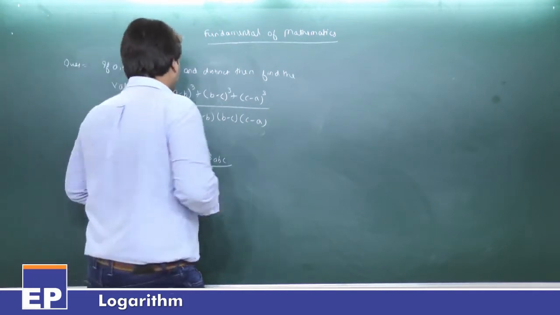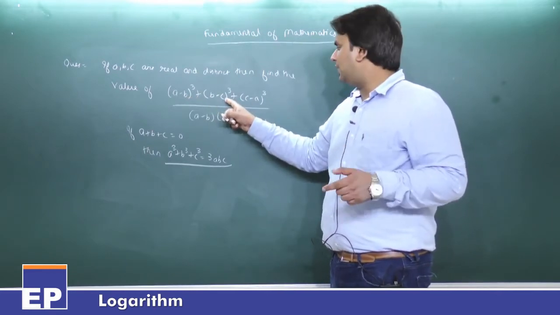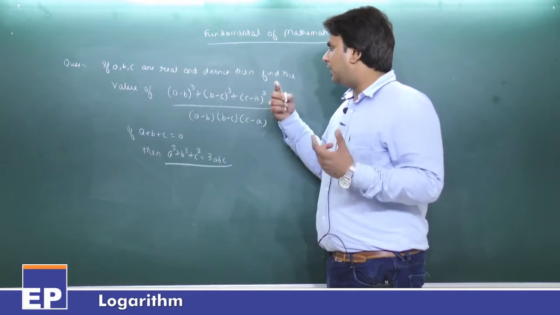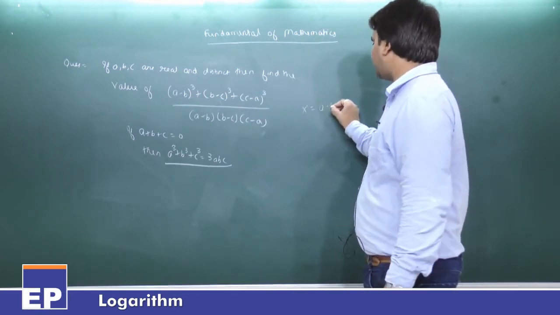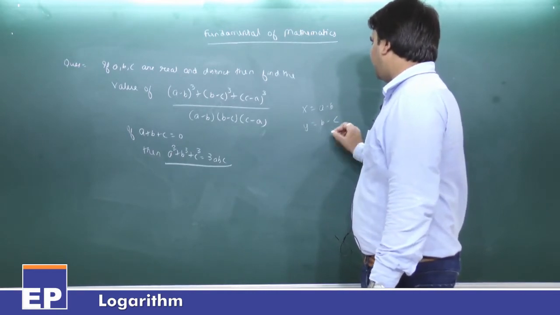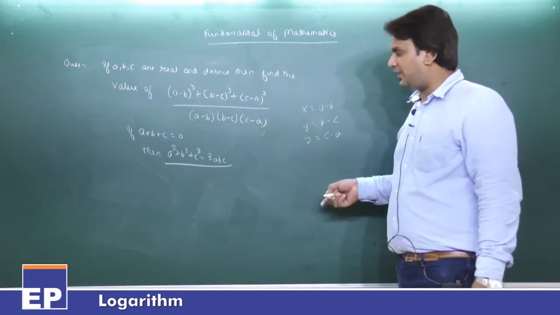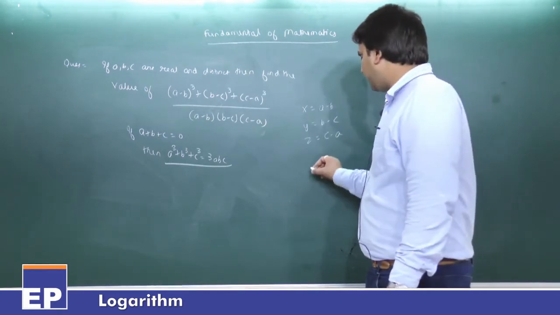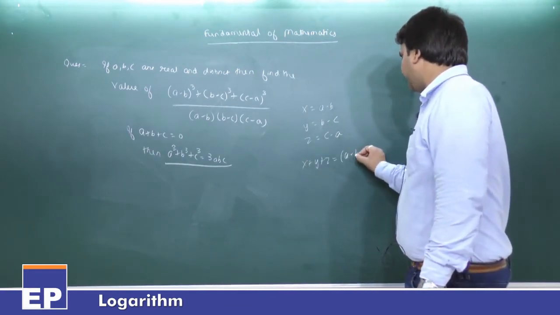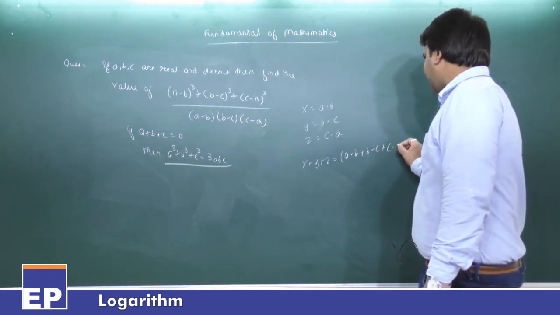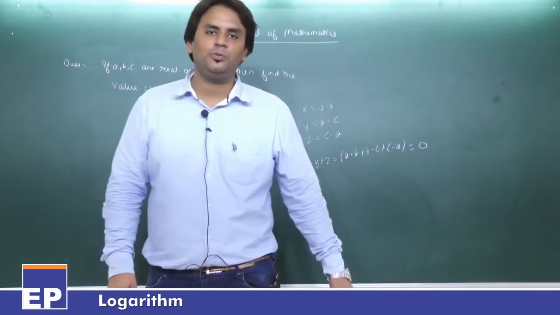Let us take a minus b is equal to x, b minus c is equal to y, and c minus a is equal to z. You can take it like x, y and z. I am taking x is equal to a minus b, y is equal to b minus c, and z is equal to c minus a. If I add all these three, x plus y plus z means a minus b plus b minus c plus c minus a. What will it become? It will become 0. x plus y plus z is coming out to be 0.